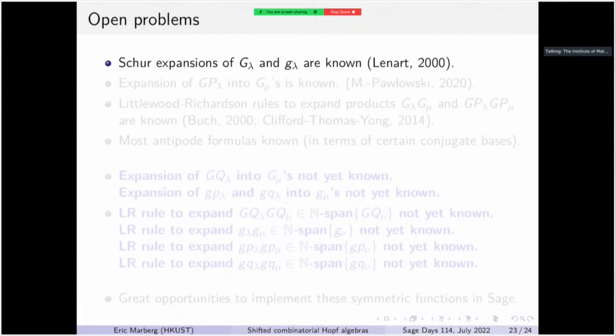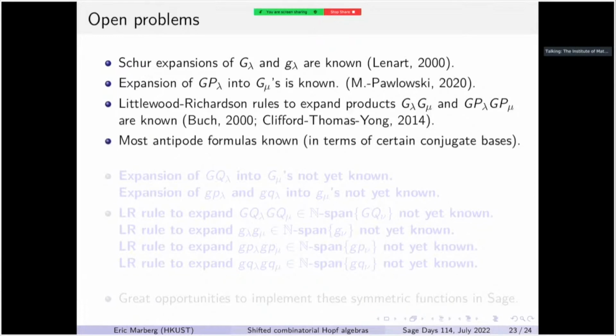Okay, let me conclude with some open problems, or what's known and what's not known about this whole discussion. One thing, from 20 years ago, we already knew the Schur expansion of G lambda and lowercase g lambda. We also now know, and I can tell you explicitly, how to decompose GP lambda into stable Grothendiecks.